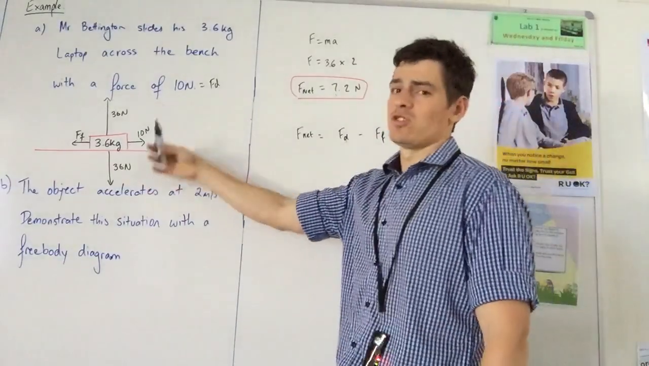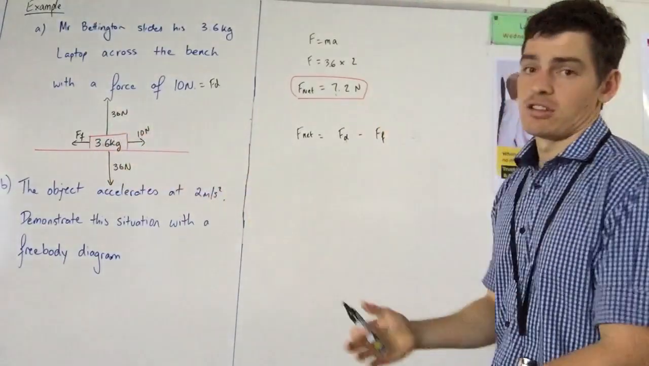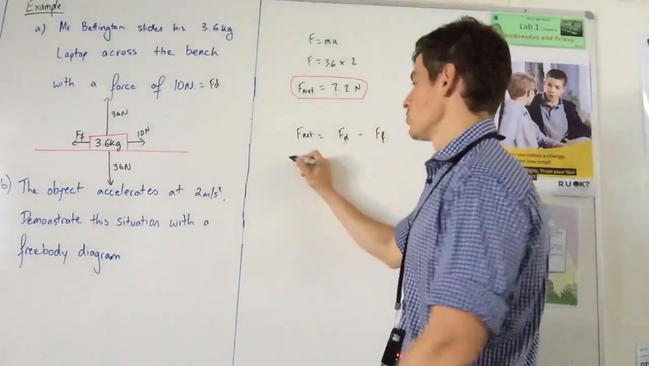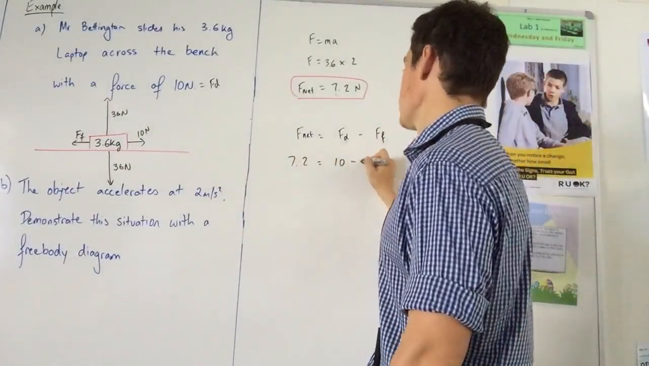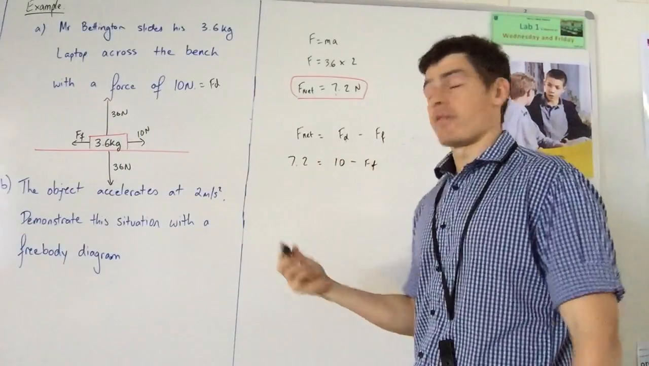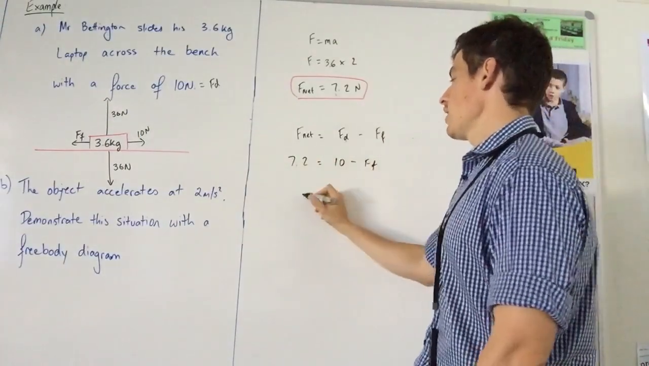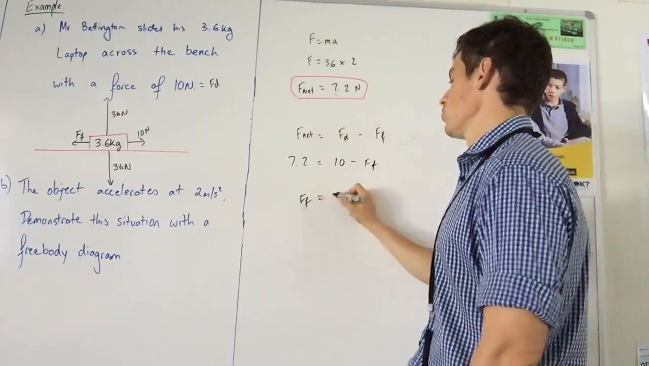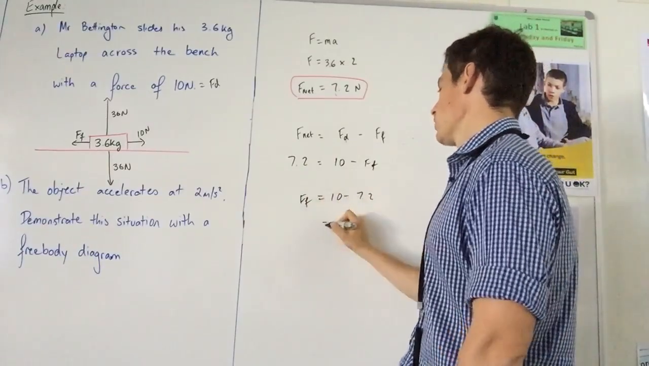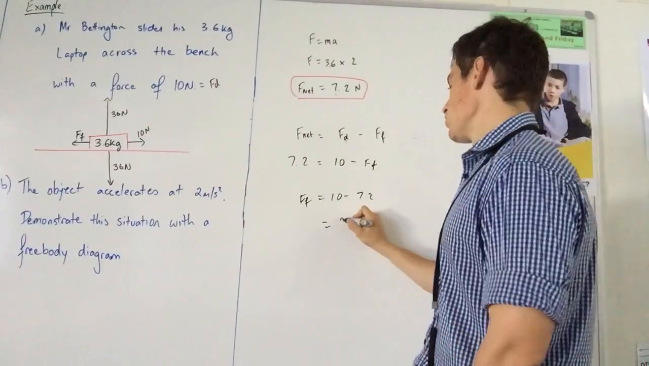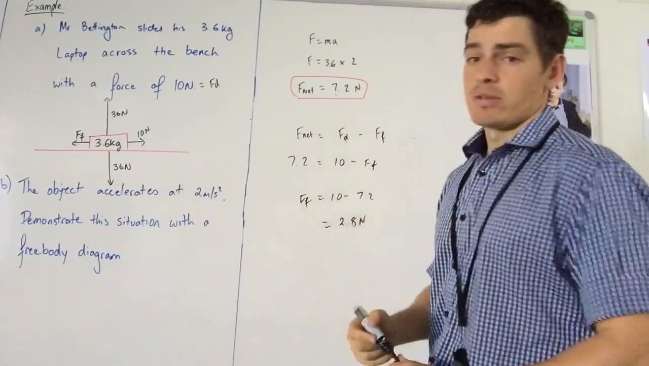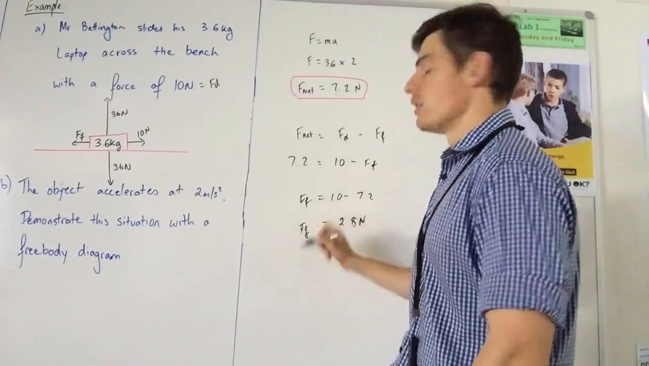I've got my 10 newtons minus some force we don't know about because it's in the opposite direction, which will give me 7.2 newtons. So 7.2 equals 10 minus F f. I'm going to rearrange that to get F f by itself on one side and numbers on the other. 10 minus 7.2 is 2.8 newtons. That tells me that my frictional force is 2.8 newtons.